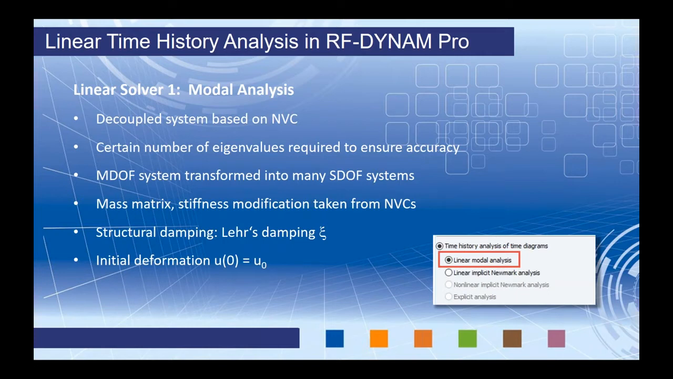The mass matrix and stiffness modification are taken directly from the natural vibration case. Now we can consider structural damping and in particular Lehr's damping. Lehr's damping, as engineers, we're probably most familiar with this. This is just a damping ratio that we'd like to achieve for our structure.